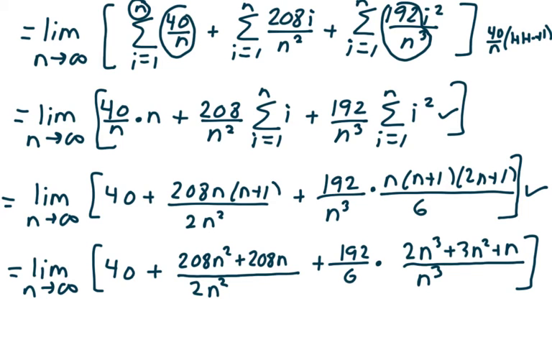And so I rearrange a little bit. I distribute the 208n inside. And so I get the limit as n goes to infinity of 40 because the n's cancel, plus 208n squared plus 208n over 2n squared, plus 192 over 6. And then, again, I multiply this numerator out. And if you notice, the numerator turns into 2n cubed plus 3n squared plus n. And then the denominator is n cubed. So again, I have 192 over 6 times 2n cubed plus 3n squared plus n over n cubed.